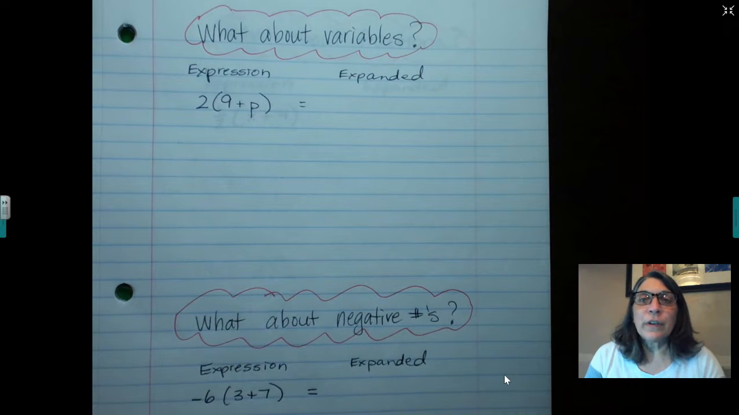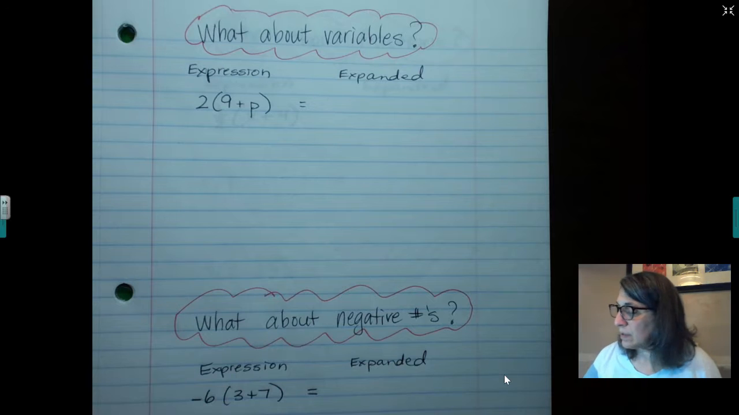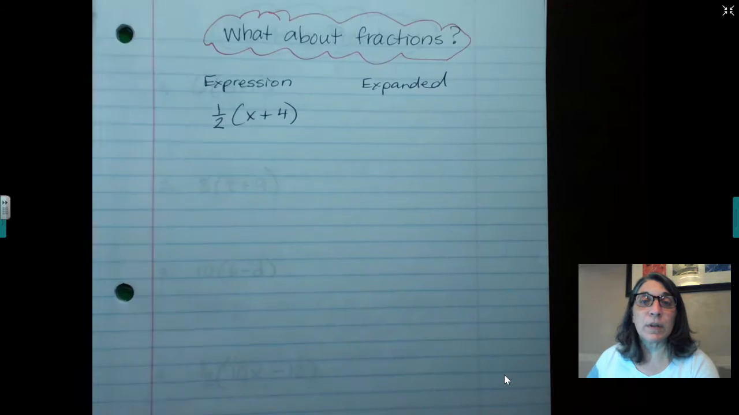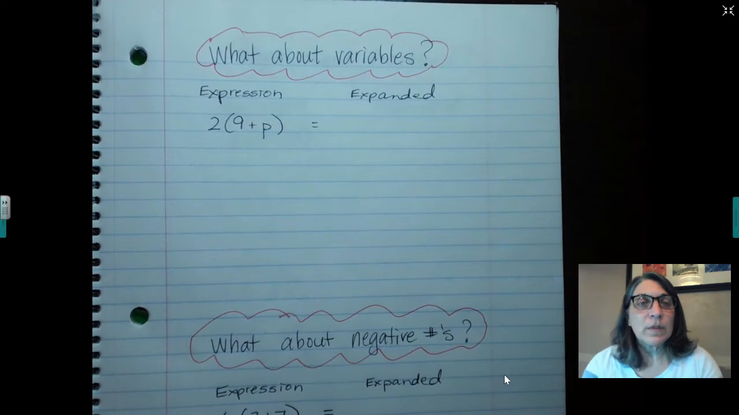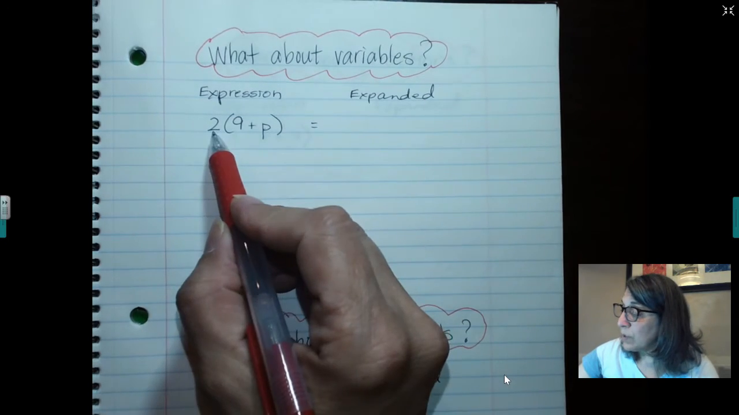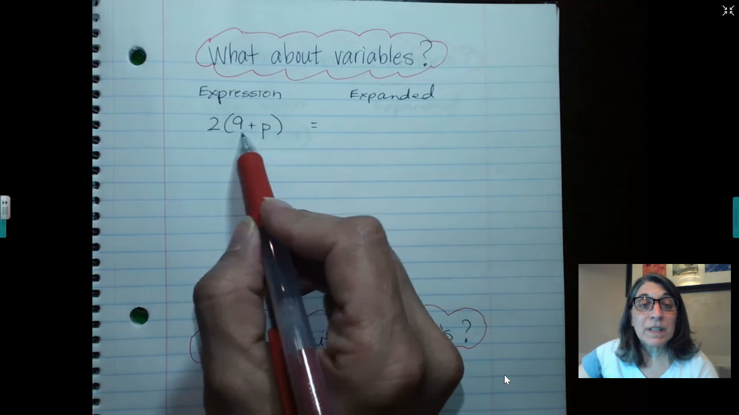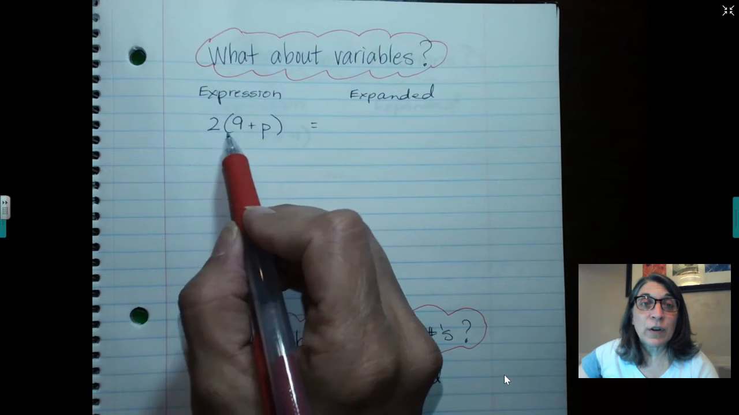So hopefully you're kind of wrapping your head around the distributive property a bit. It gets a little more complicated when we start adding expressions that have variables. So we're going to talk about what about variables, what about negative numbers, what about fractions. So you'll notice I already set up what about variables and I gave you the expression. And so we're going to talk about how do we go from this expression of 2 times 9 plus p, remember because it's in parentheses, and we have a factor outside of it.